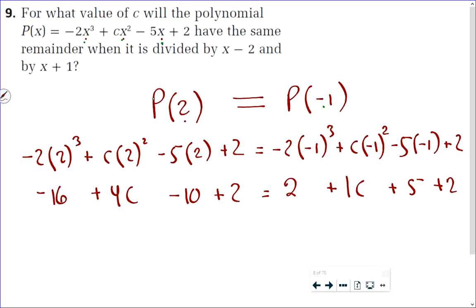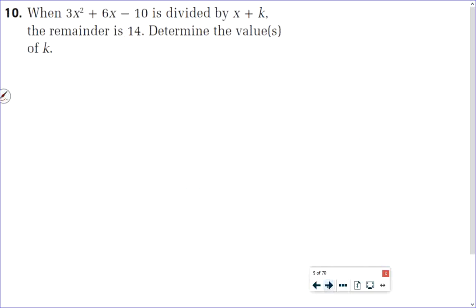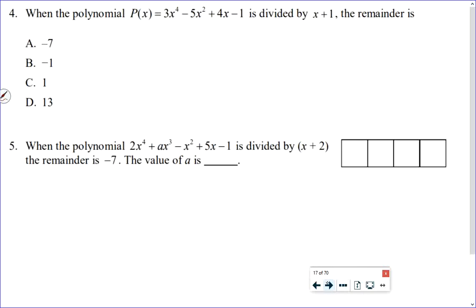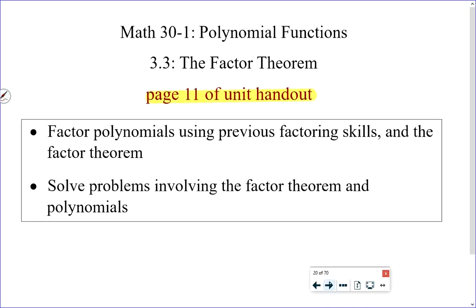Does that help? Okay, we're going to move on now and take a look at the next lesson, which deals with factoring polynomials and what's called the factor theorem. And this is on page 11 of your unit handout.